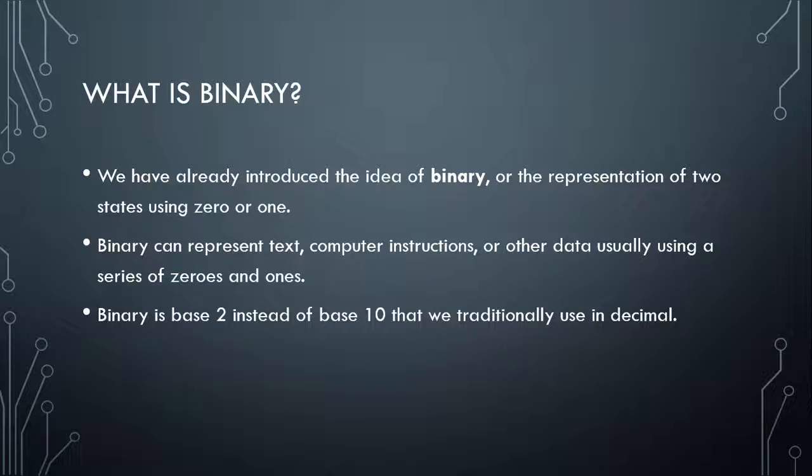Now, binary is base 2 instead of base 10 that we traditionally use in decimal. For those of you who might be familiar with logarithms, this might be familiar, but we're not going to worry too much about logarithms, so you don't have to worry about that here. But just know that binary focuses on base 2, and decimal, which is what we usually use, 1, 2, 3, 4, 5, 6, 7, 8, 9, that's base 10, because we go from 0 to 9. Binary is just 0 to 1.